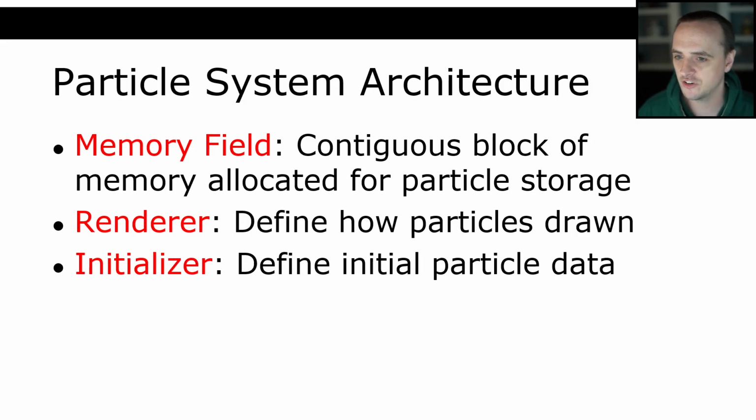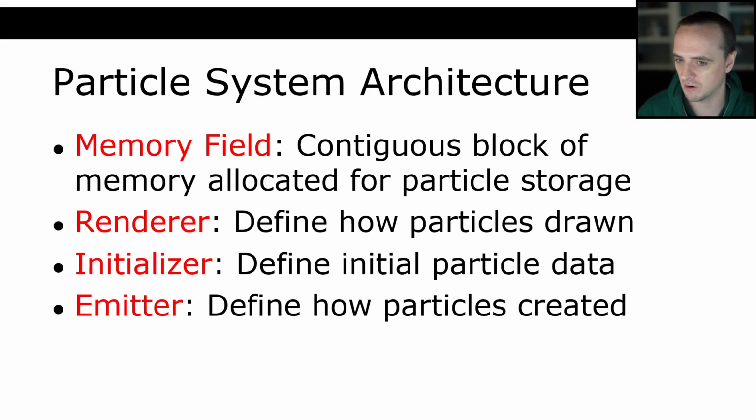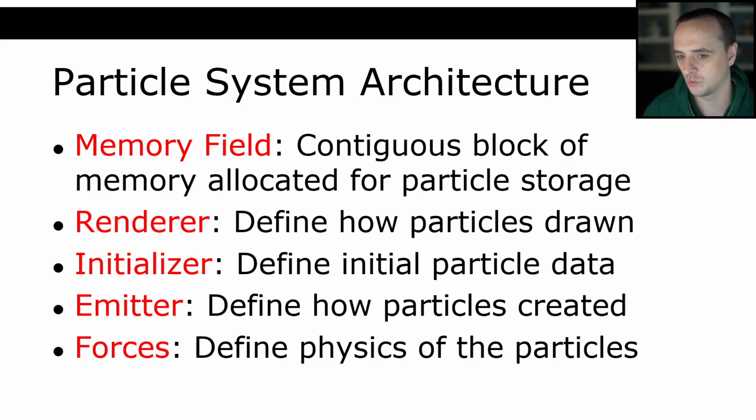We're going to need an initializer. That's how you actually define the initial particle data, so maybe where it is, where it's heading, that sort of thing. You may need an emitter. So if your particles are going to be appearing to be coming from a particular place on the map, then you might want an emitter that actually spawns these particles. And you're going to have some forces as well. So define the physics of the particles and say, okay, are the particles moving? Are they exploding? Do they change color? Are they bumping into things? Are there collisions? All that sort of thing are the forces that are acting on your particles.